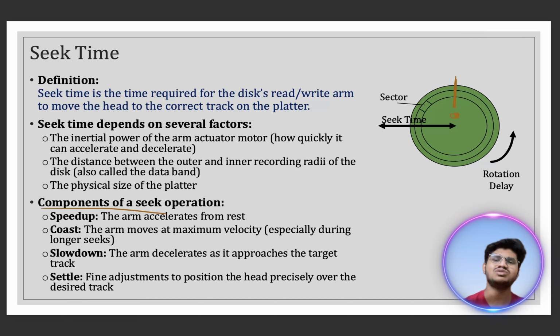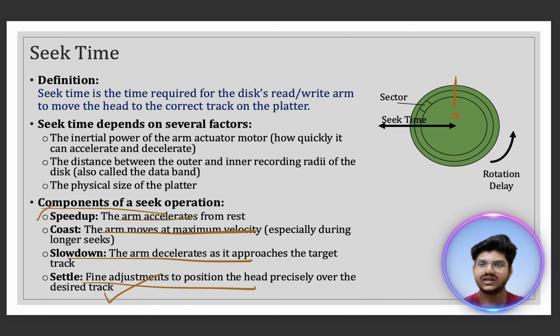So these are basically the three components. At first the arm will accelerate, then the arm moves at its maximum velocity, then it will slow down and settle at the desired track. So this is the seek time, that is, the movement of the read and write head.